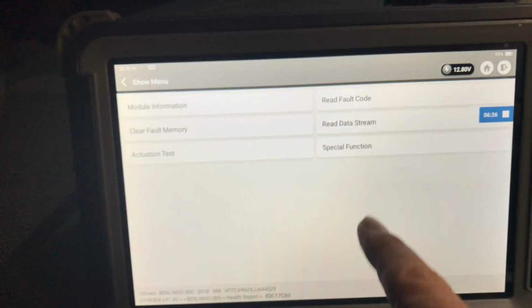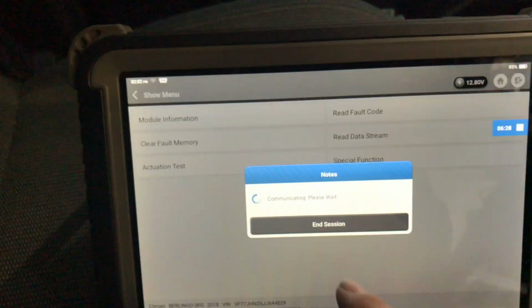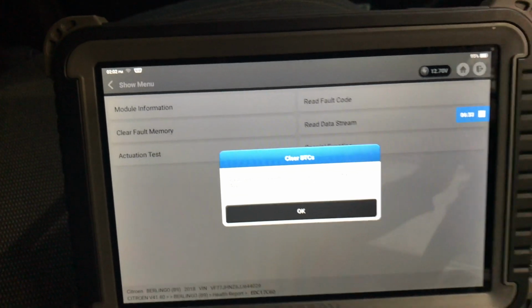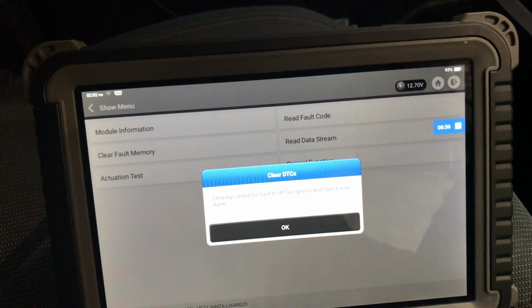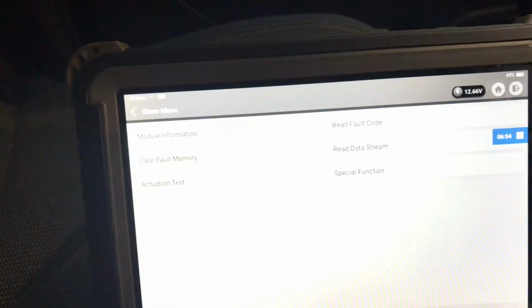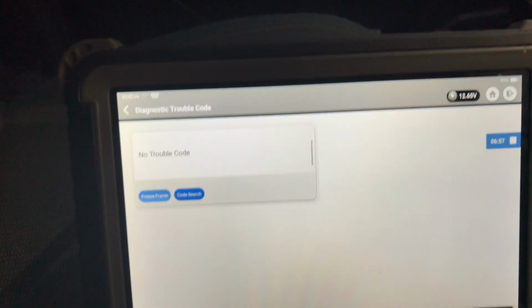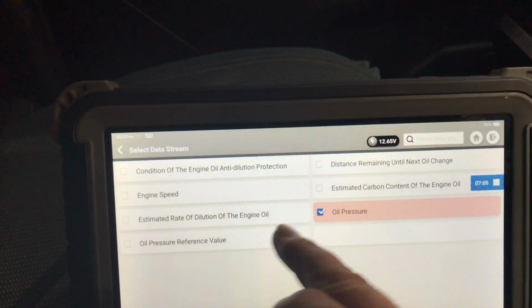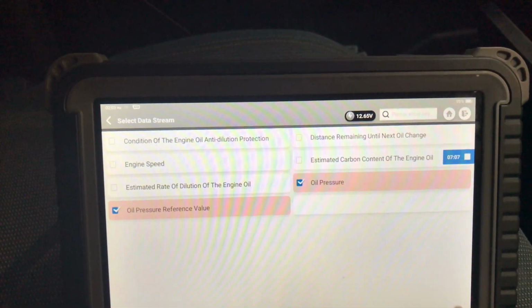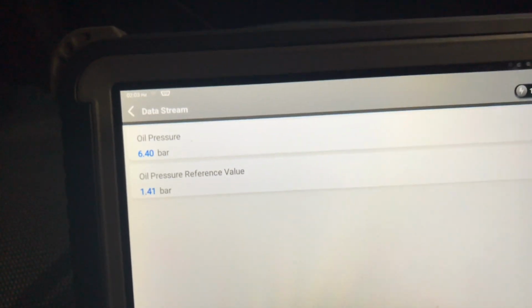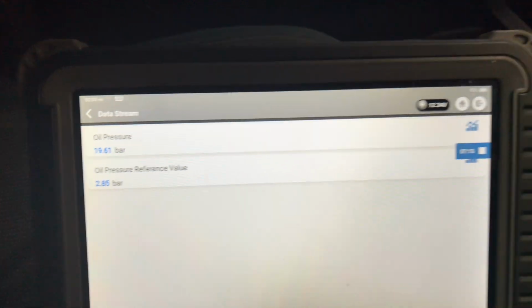So let's clear them out. So clear fault memory. Yes, yes. Switch it off. Switch it on again. Okie dokie. Countdown. That's been cleared out, so let's read the fault codes. Right, so let's go back into our data, see if that makes any difference. Engine lubrication. Still high. Rocket high. Let's take it a run.